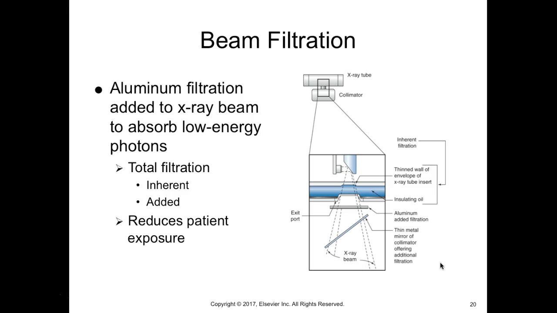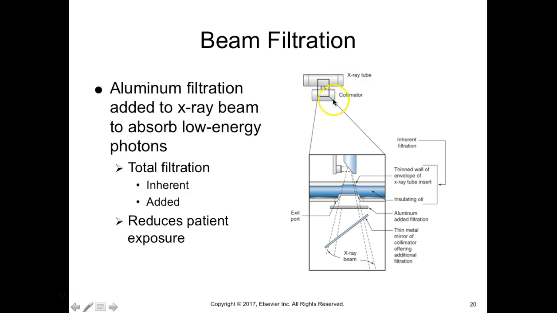Filtration. So we use aluminum. We add it to the X-ray beam to absorb low energy photons. So looking here, we have the total filtration is the inherent plus the added. And why we do this is to reduce the patient's exposure. So it'll reduce skin dose.